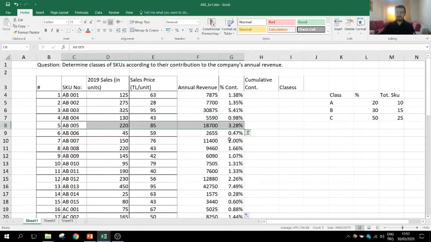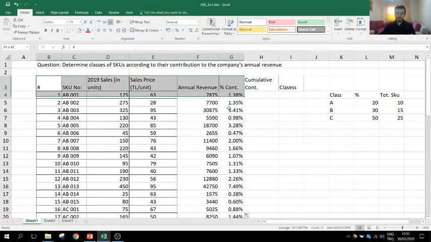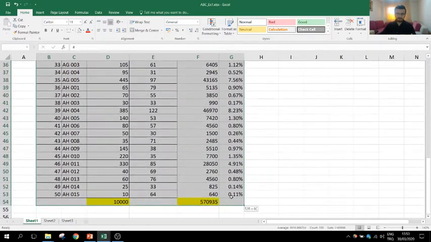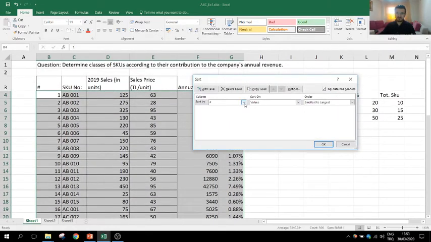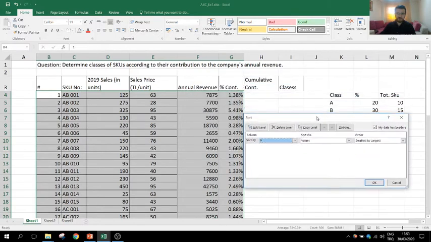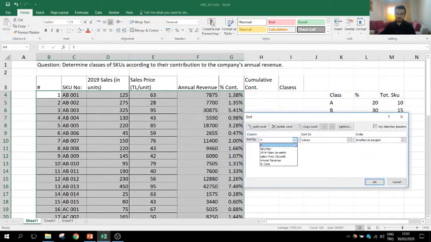So then what I'm going to do, in order to determine the most contributing items or the least contributing items, I need to rank them. I need to order them from highest to lowest. Okay, so let me choose my table and go ahead and do custom sort. Choose the row. Which row? Percentage contribution from highest, largest to smallest.